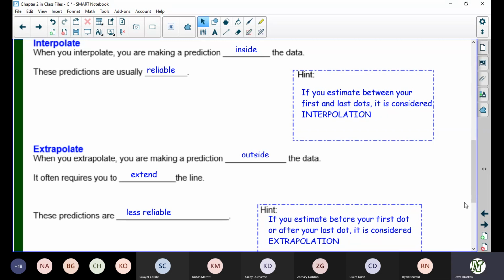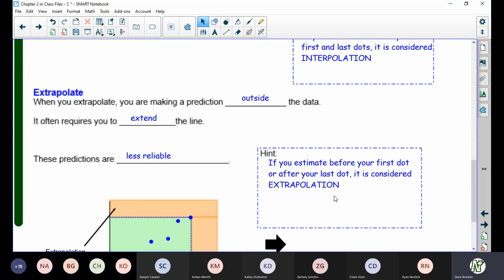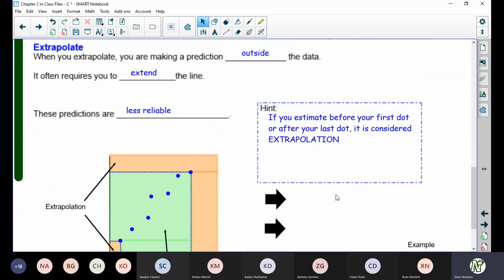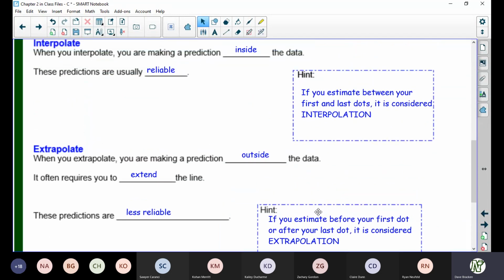That would be the orange area down here is extrapolation. Interpolation's inside, extrapolation is outside. So here's what I want you to do. I want you to copy out this table. Or sorry, these fill in the blanks, okay, and get them all done.